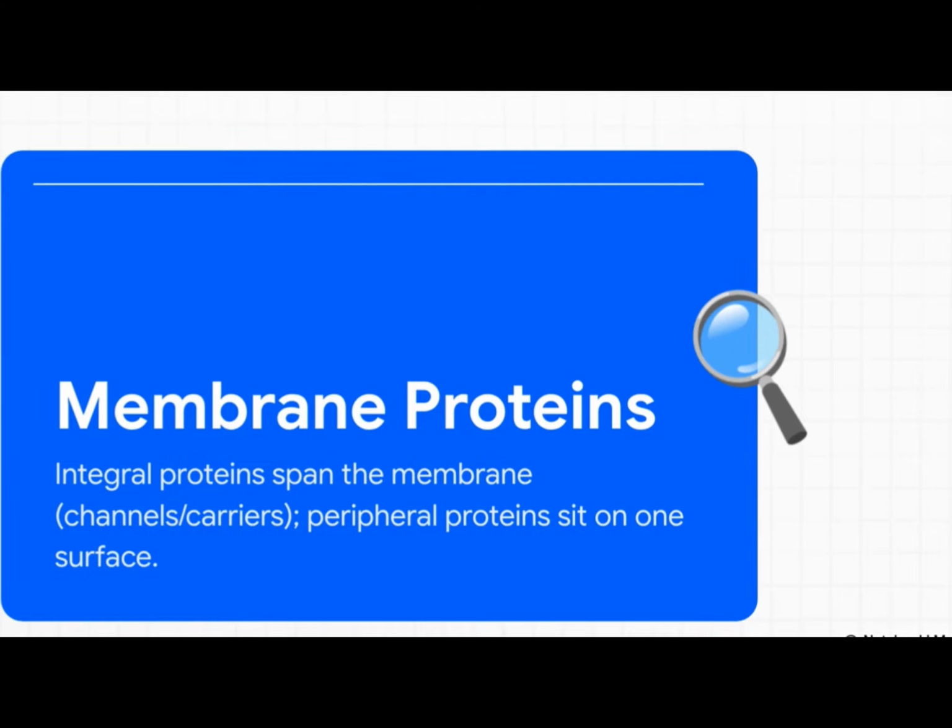And the importance of these proteins just can't be overstated. For example, cystic fibrosis is caused by a mutation in the gene for a single membrane protein that's supposed to transport chloride ions. When that one tiny gate fails, it has absolutely devastating system-wide consequences.